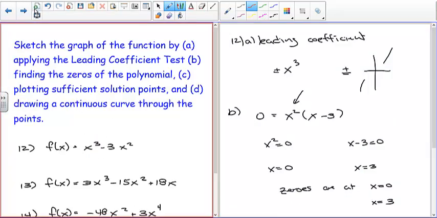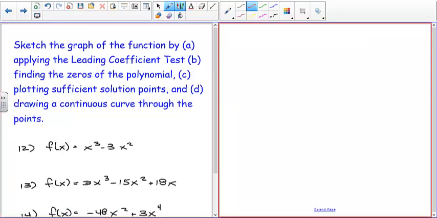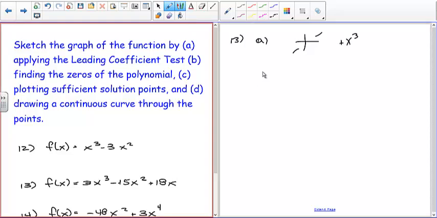Okay, so we're going to do the same thing for these other problems. So 13, end behavior: same end behavior because you've got x cubed. It's just going to be faster because you've got 3x cubed, but it's still positive x cubed. So that's end behavior. It's going to look like this because of the plus x cubed. It's the highest order term.